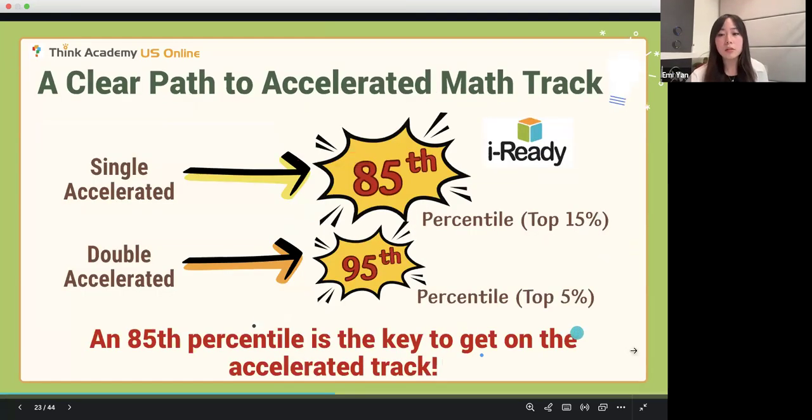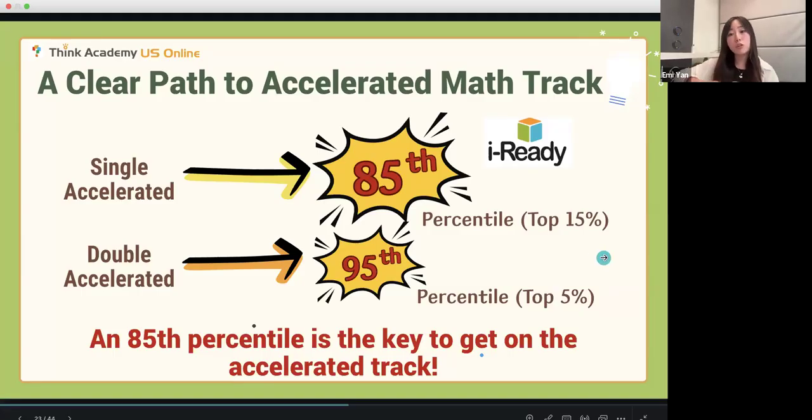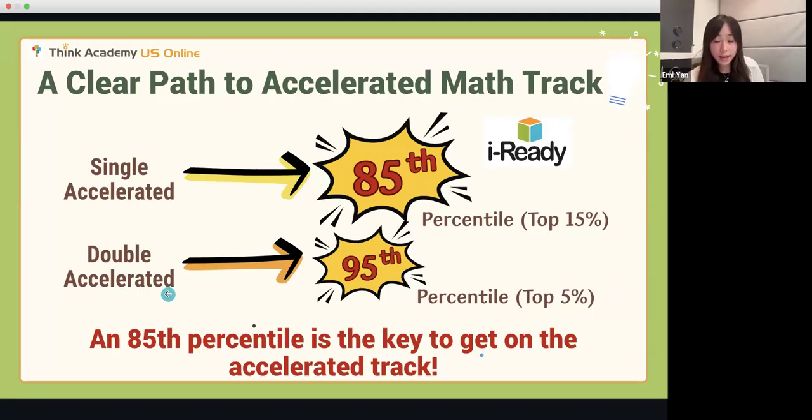These percentiles are still a little bit low in order to reach that goal. If you want to enter the accelerated math track, this clear path shows you what percentile you need to reach. For single accelerated, it's going to be the 85th percentile. That means you're going to be in the national top 15% among all the 5th graders. If you're looking for the double accelerated track, you're going to need a percentile as high as the 95th percentile. That means you're going to be in the top 5% of all 5th graders. So the 85th percentile is actually the key to get on the accelerated track.